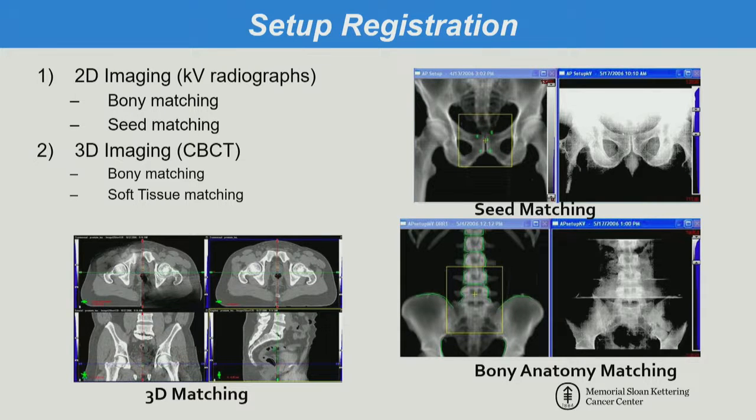So, very commonly used 2D imaging, kV radiographs. We use that mostly for bony anatomy matching and also fiducial matching, so something that has high intensity in the images. And then we use 3D imaging, like cone-beam CT, for example, also for bony matching. We can also use it for fiducial matching. But one of the advantages is better soft tissue contrast than the 2D radiographs.